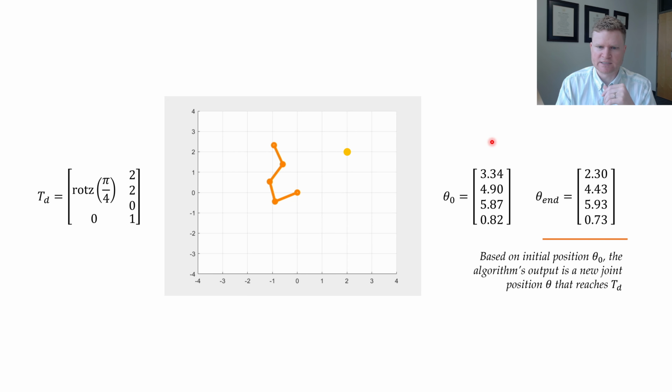Same setup. I have the exact same desired transformation matrix I want to achieve. Position 2, 2, and again, oriented at pi over 4 around the Z axis. But now the difference here is I'm starting in a new joint position. So I've got a different value for theta naught. And you might notice, if you compare these two videos, that in both cases, the robot converges to a solution. It finds, all right, this joint value will achieve this transformation matrix. So it solves my inverse kinematics problem. But it finds a different solution between these two different videos.